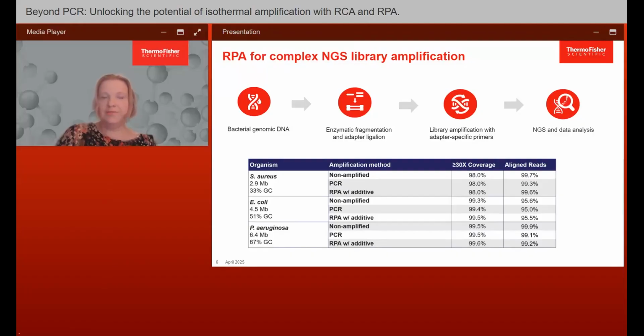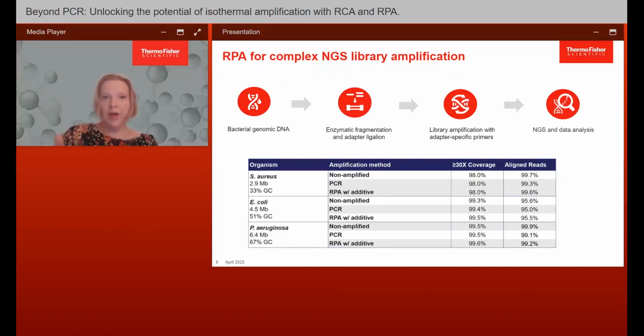To answer this question, we took bacterial genomic DNA from 3 organisms with different GC content, and we did enzymatic fragmentation of the DNA. For RPA, amplicon length is up to 450 base pairs, so we need fragmented DNA, and we ligated sequencing adapters to the fragmented genomes.